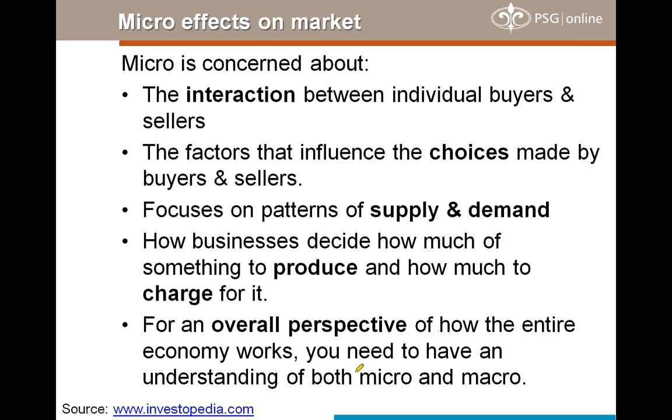The micro view is basically chunking down to the consumer. What is the interaction between the individual buyers and sellers? And the sellers are obviously the retailers and other companies. So it influences the choices that people make. If people think that things are too expensive, they'll go shop somewhere else. So it comes down to supply and demand. And a business can decide how much to produce of a product and how much to charge for it. Interesting to note in a newspaper article recently that Apple decided to cut back on production of the iPhone 5 because the take-up has not been as much as expected.